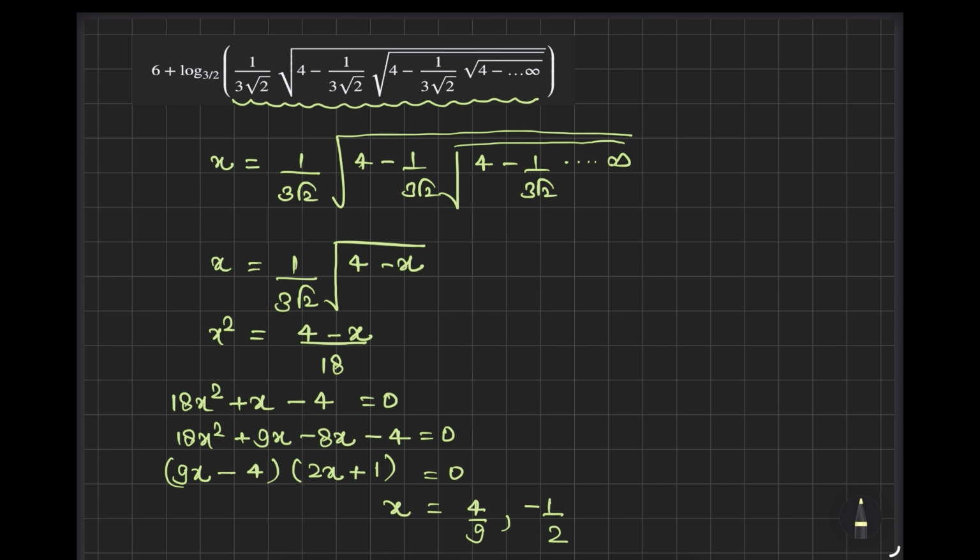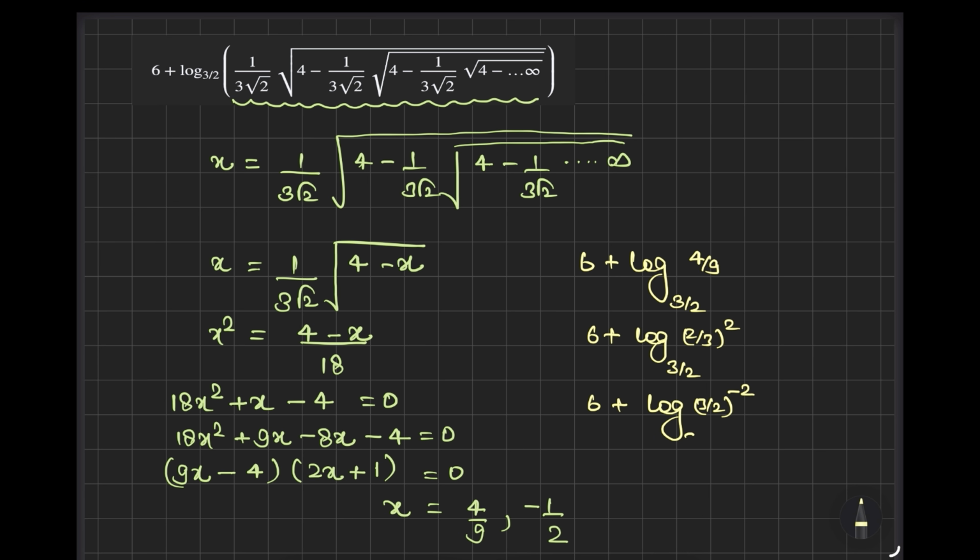Now you have to update your equation. So it goes this way: 6 plus log base 3 by 2, and you have the argument as 4 by 9. Now look at this. Can I write down this 4 by 9 as 2 by 3 whole square? This is 3 by 2, that is 2 by 3. Both numbers are the same, but reversed. So can I do this thing? Log 3 by 2 to the power minus 2, 3 by 2.